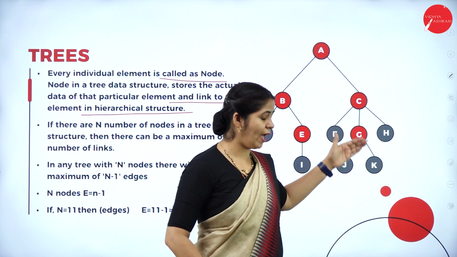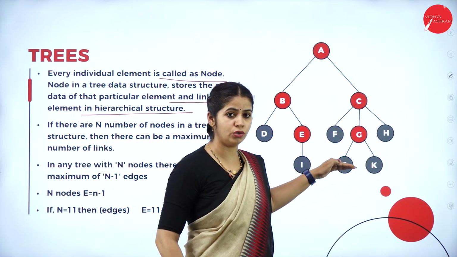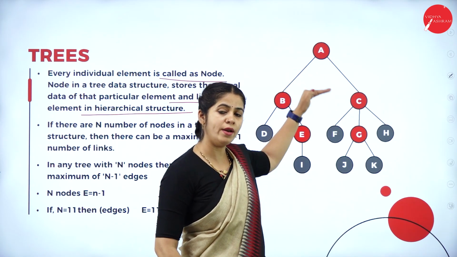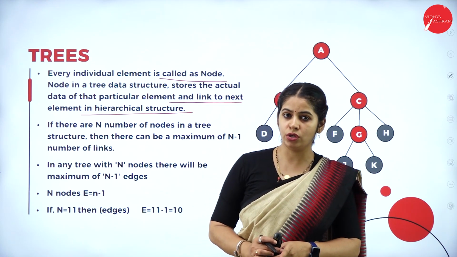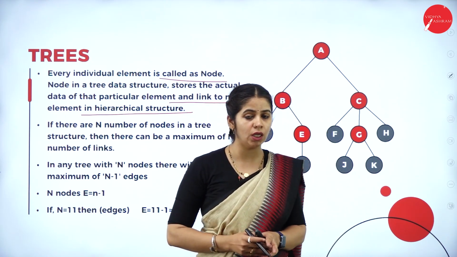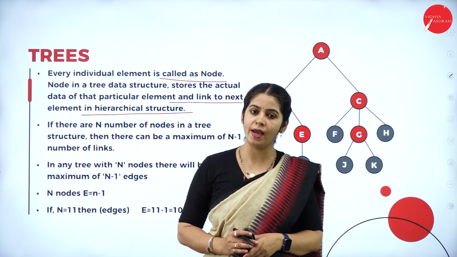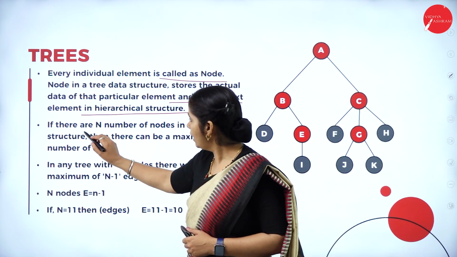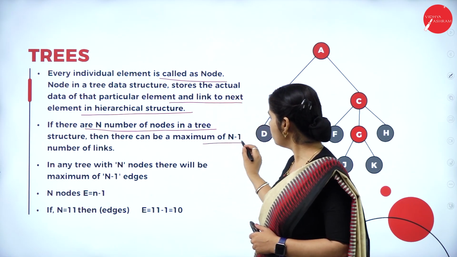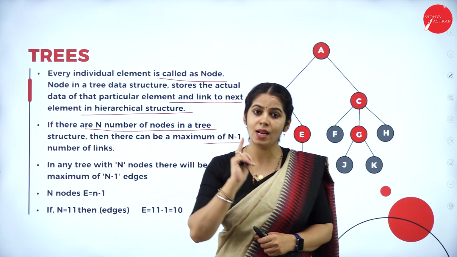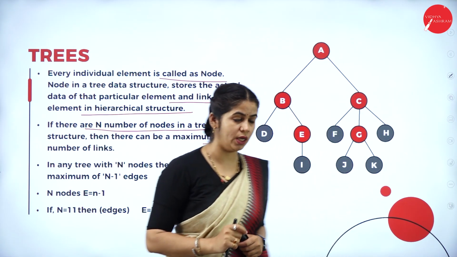What structure are we having? We have a hierarchical structure, level by level, one level after the other level. That is called a hierarchical structure. So whenever we are representing the tree, we represent it in the form of hierarchical structures. If there are n number of nodes in the tree structure, then there is a maximum of n minus 1 links, or the edges, we can say.